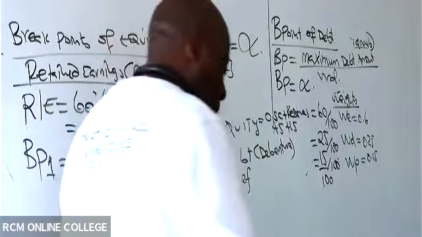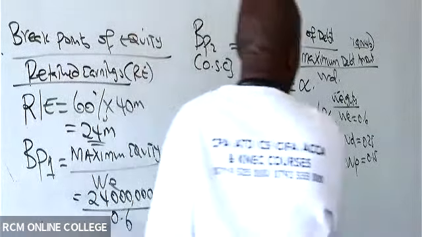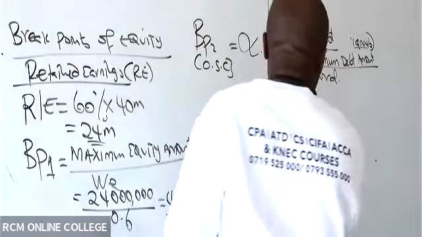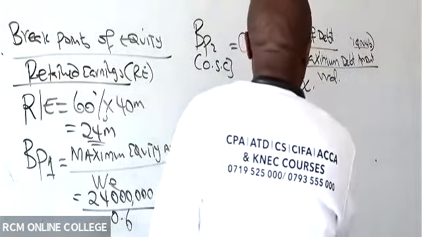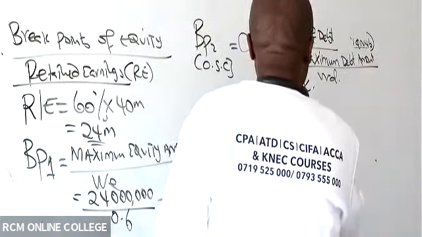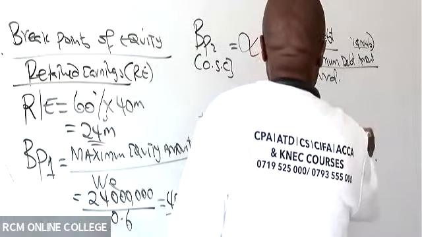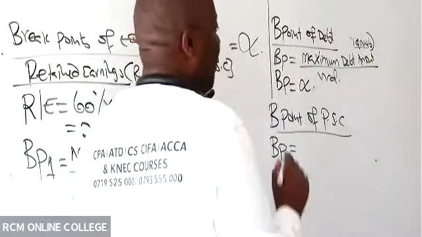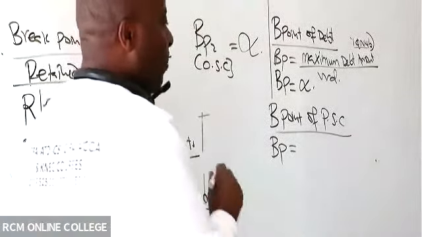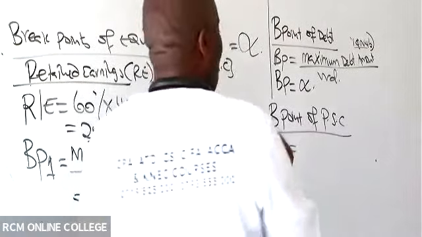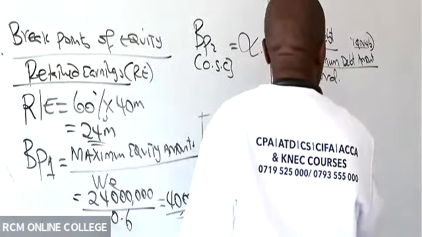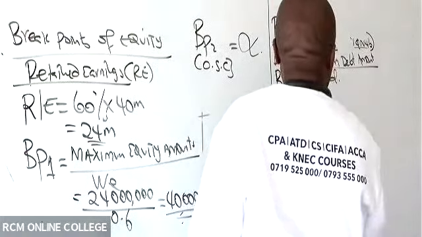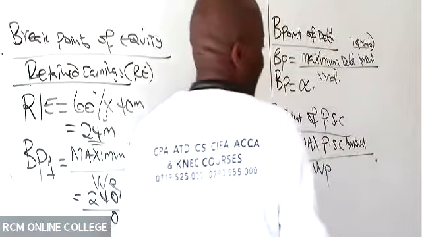Now from there, we can easily go to the preference. So you mentioned there, breakpoint of what here? Preference share capital. Always write the formula because you will end up getting a mark, even if it's 0.5. So the breakpoint of preference share capital will be the maximum preference share capital amount over the weight of preference.